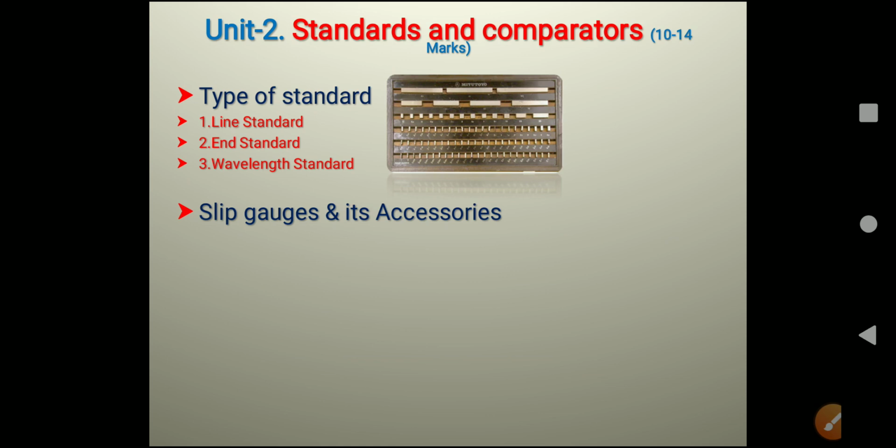A slip gauge is one type of standard which is used for calibration of end standards, also used for setting a standard height, length, or diameter in comparators. There are 3 to 4 types of slip gauges. As per their number of pieces, they are classified as M45, M87, M83.